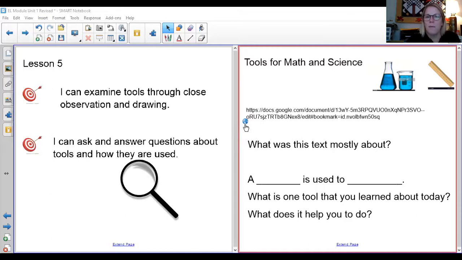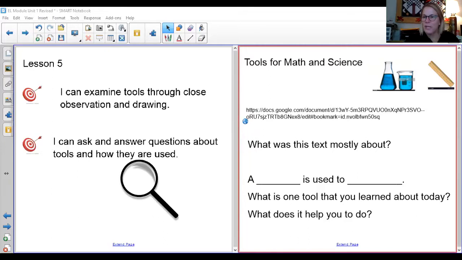So please, for one moment, while this is loading, be thinking about what kind of tools are used for math and science and what they are used for. So for example, a ruler is used to measure things. A magnifying glass is used to observe things closely, and a calculator helps me to do math equations and math problems. So again, this story is called Tools for Math and Science.